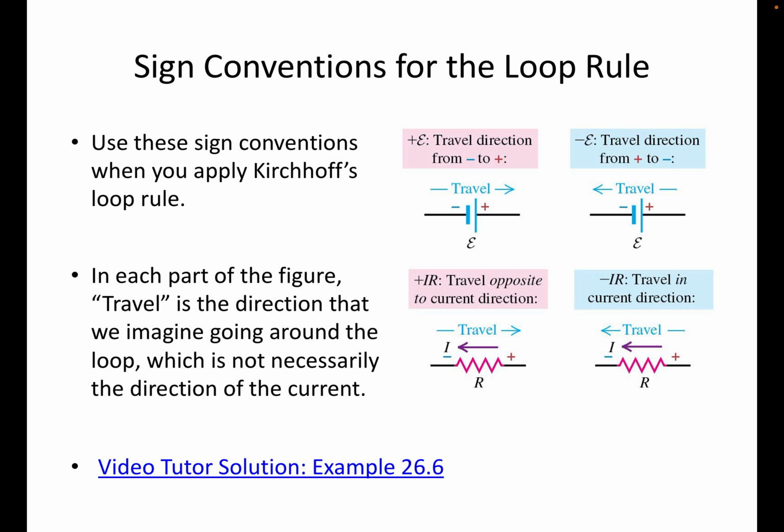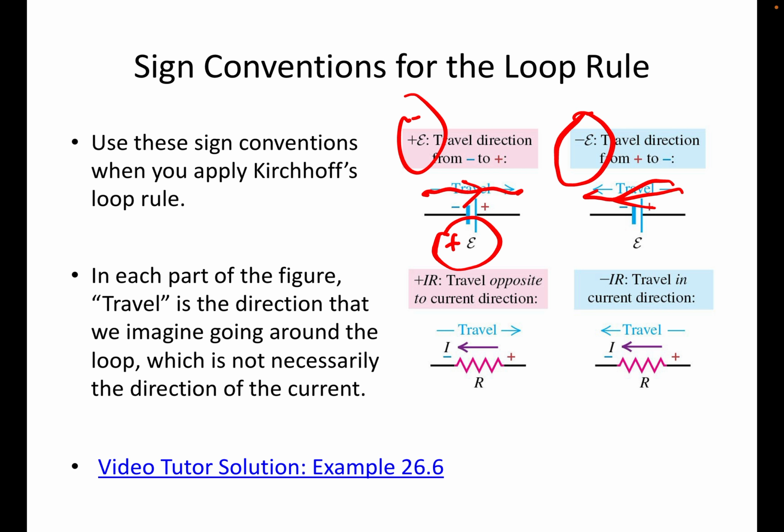Here are the sign conventions for applying the loop rule. Moving across a battery from negative to positive is a potential gain, so we have a plus epsilon. Moving across a battery from positive to negative is a potential drop, with negative epsilon.